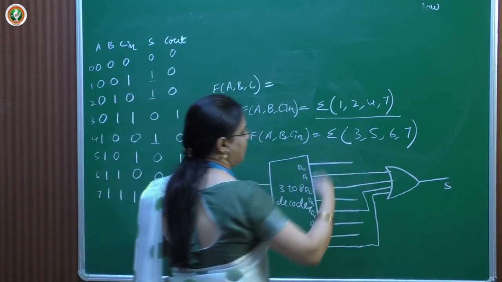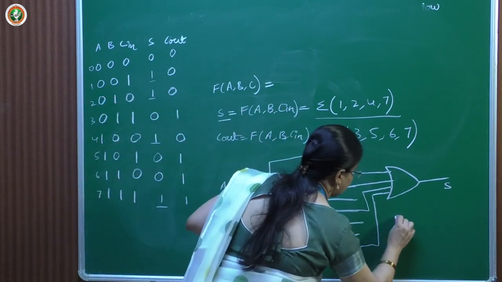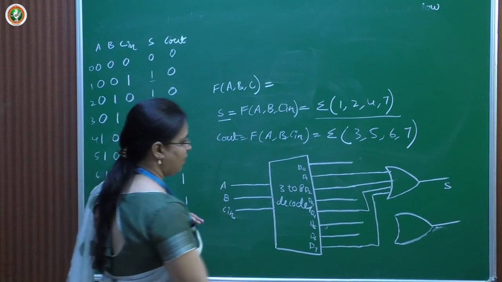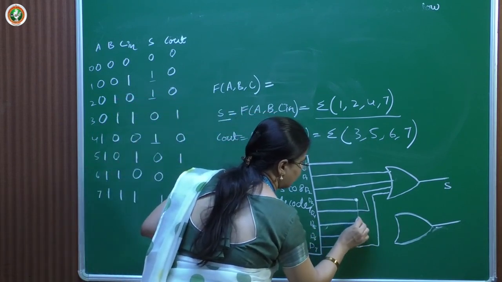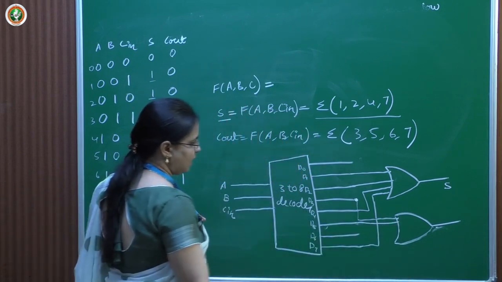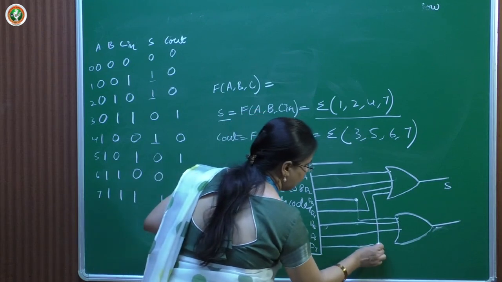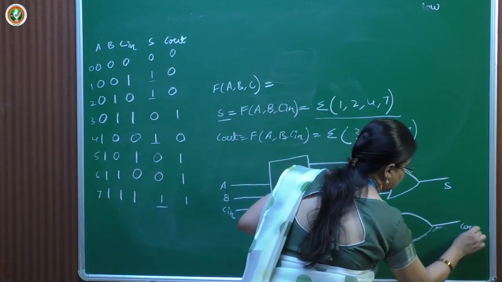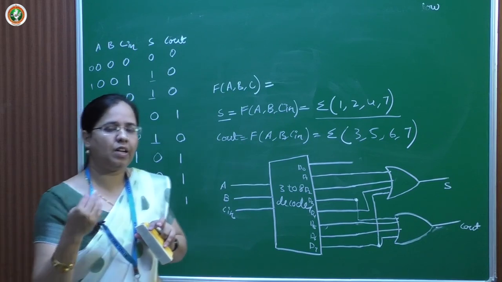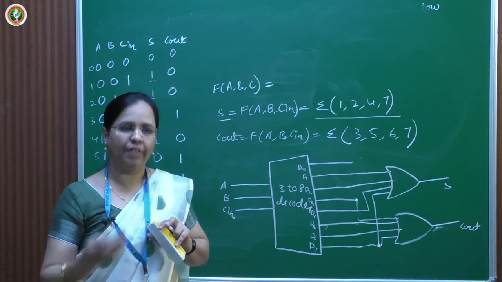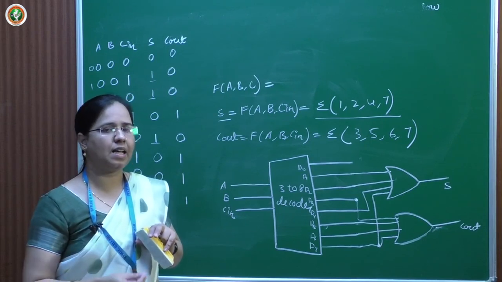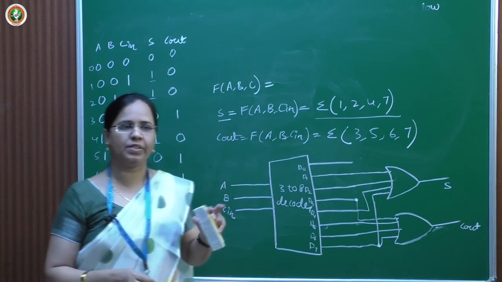Similarly, identify the min terms for your carry out. To represent this sum of products in my logic circuit, I am going to take one more OR gate. So again connect from 3, then one more entry from 5, then another entry from 6, and another entry from 7. I am going to label it as C out. So it is very clear that since your decoder generates all possible min terms for any number of variables, I can realize any logical expression with the help of a decoder circuit. In this example, we have seen how I can realize the full adder circuit using a decoder.